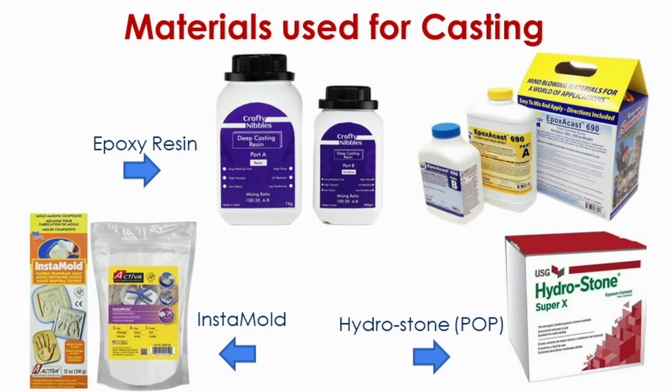Then, materials used for casting. You can use epoxy resin, you can use insta mold, which is just like plaster of Paris. Then you can also use hydrostone, which is also like plaster of Paris. So you can use these materials for molding and casting. These different materials are available in the market.